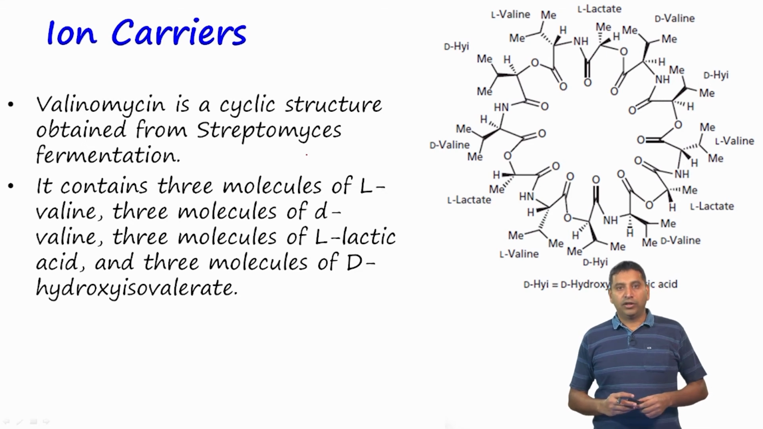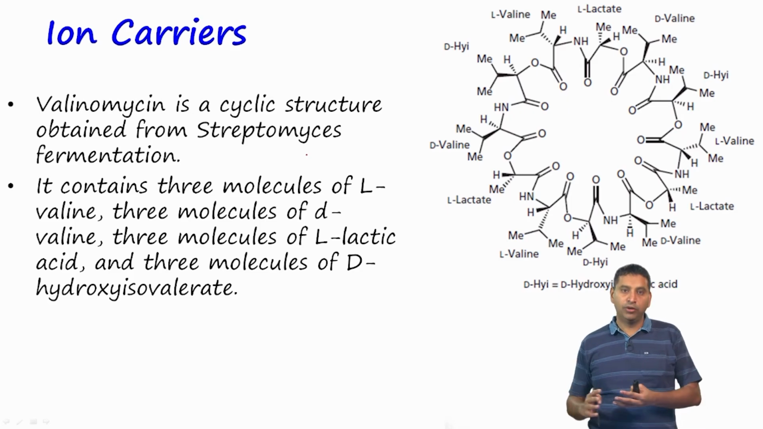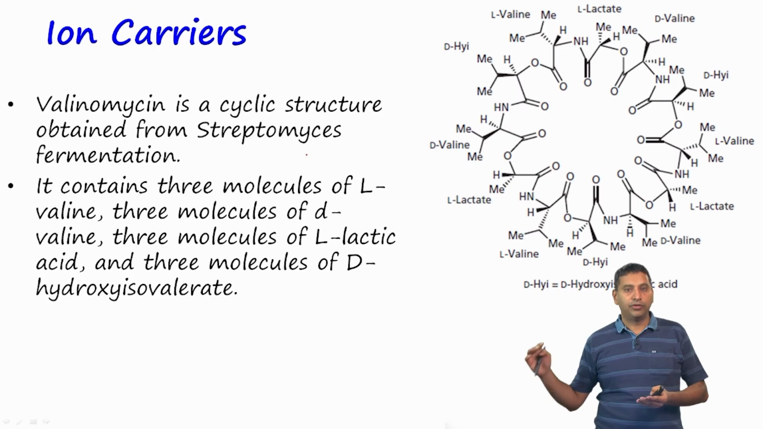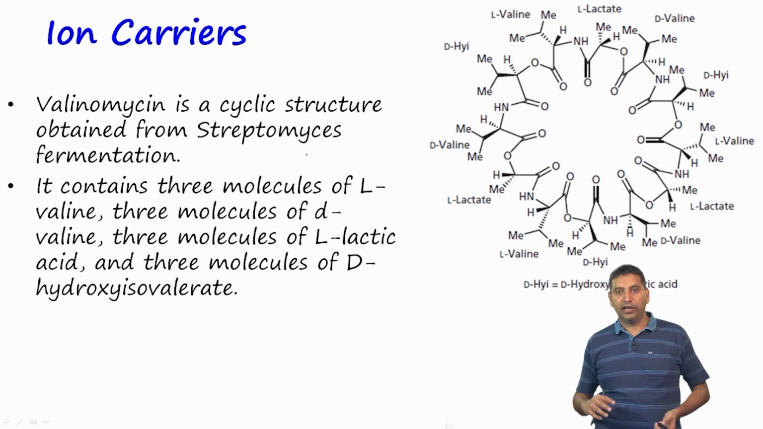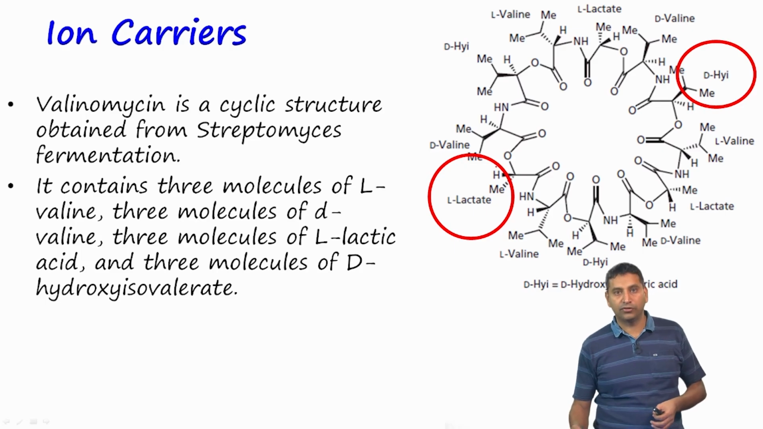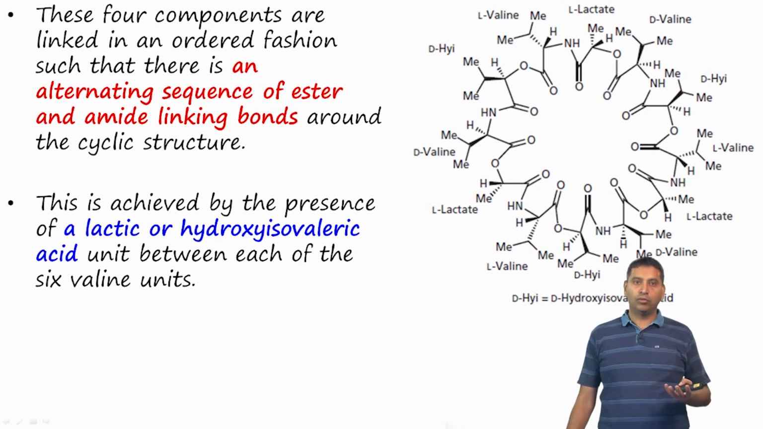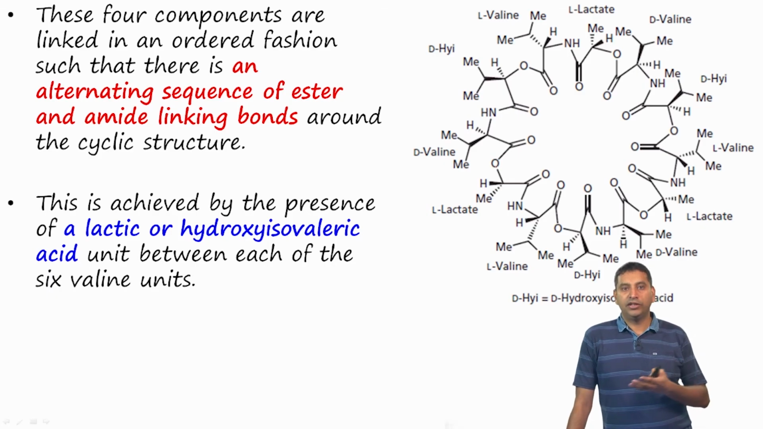The next class of molecules are known as ion carriers. The example that we are going to look at is valinomycin. Valinomycin is again a cyclic structure as shown here, and it contains 3 molecules of L-valine and 3 molecules of D-valine, and it also contains lactic acid and hydroxy isovalerate. This is the structure of lactate as shown here, and this is the structure of hydroxy isovalerate. Together these form a cyclic structure, and with these 4 components there is an alternating sequence of ester and amide linkages around the cyclic structure.